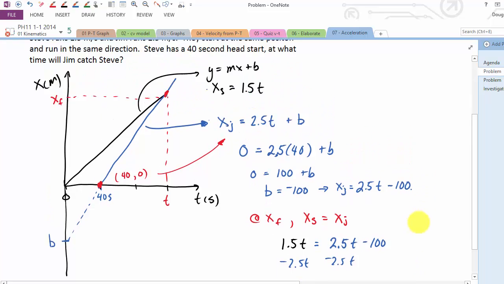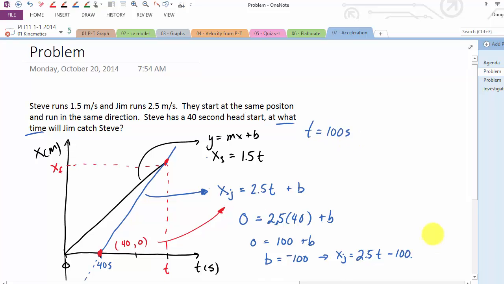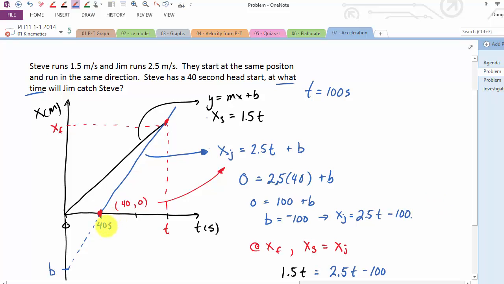To fully answer the question, at what time does Jim catch Steve? At a clock reading of 100 seconds. Another way to think about that is, he started at 40 seconds, so it takes Jim 60 seconds to catch Steve.